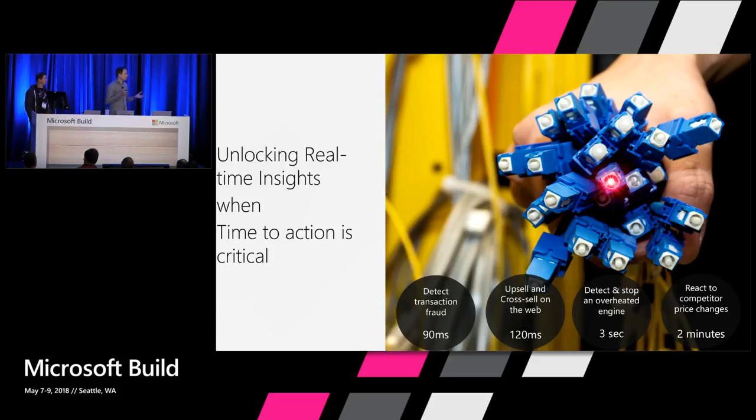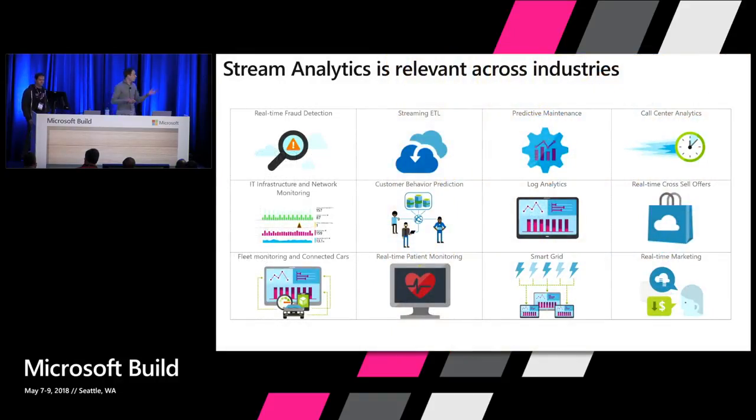In manufacturing, you want to detect anomalies, stop an engine when it overheats. So it's usually about a few seconds. And in retail, if you want to adapt and react to competitor price change, you only have a few minutes, especially in the world of online retail. And here are a few examples, but I can give more examples of industries. Real-time fraud detection, stream ETL, predictive maintenance, log analytics, fleet monitoring with geospatial, healthcare, smart grid and utilities, or real-time marketing. And basically, anytime you have data in motion and you want to take fast decisions, you can use streaming analytics.